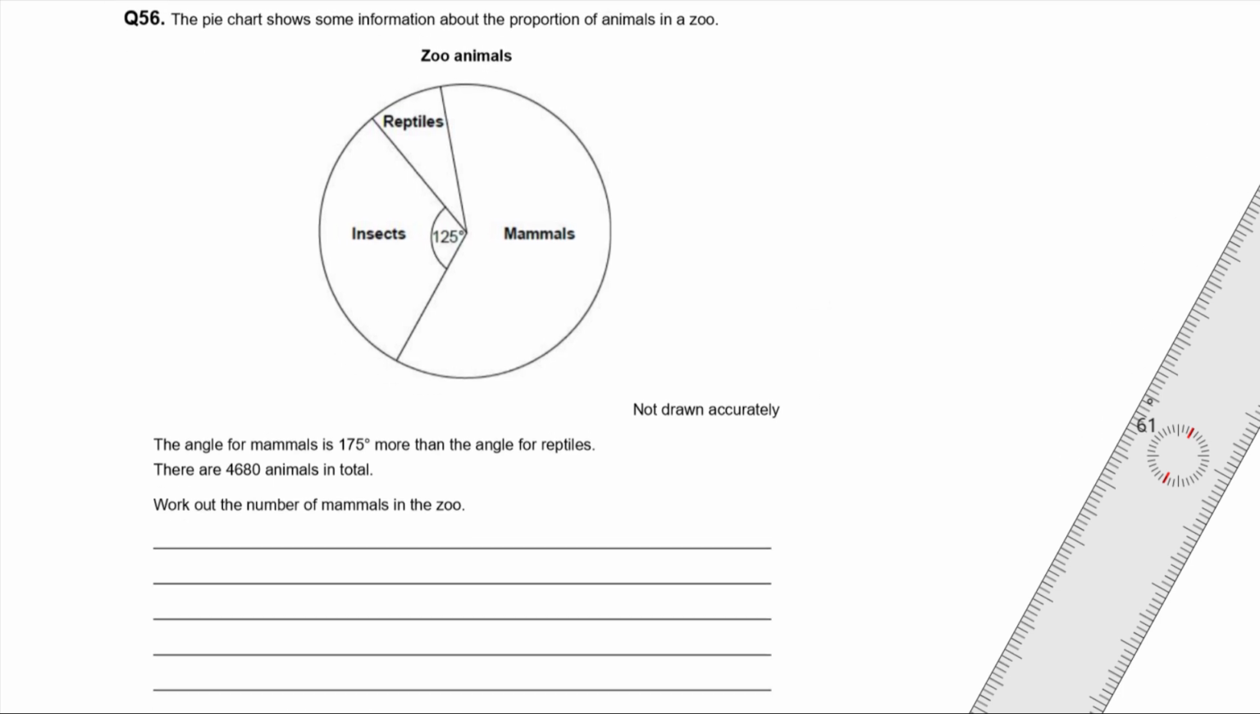Okay, question 56 again, not drawn accurately, so don't have to get my protractor out. Woohoo, prefer that. So the angle for mammals is 175 degrees more than the angle of reptiles. So whenever we're given one thing relative to the other, we don't know what that thing is, there's a good chance to use algebra. So if we say that the reptile angle is x, then the mammal angle is going to be the reptile angle, which was x, plus the extra 175. So that angle there is x plus 175. Okay. Now we're given the total number of animals altogether, what all of these add up to, and we need to work out the number of mammals in the zoo.